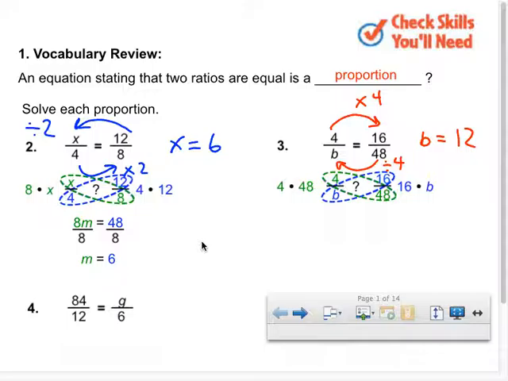So cross product, 4 times 48, b times 16. 4 times 48, 16 times b, that's going to end up being 192 equals 16b. And then how do we solve that? How do we isolate our variable b? What's the next step? Richard? Divide both sides by 16. And then if I divide both sides by 16, I get back the same result.